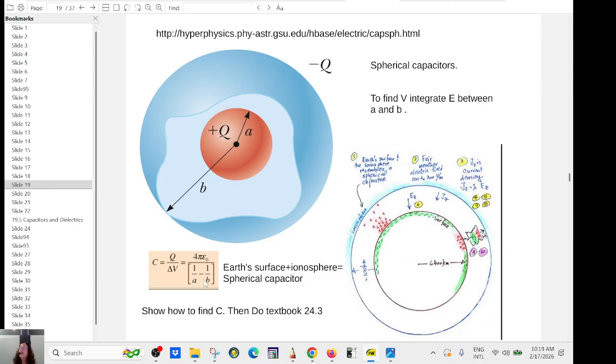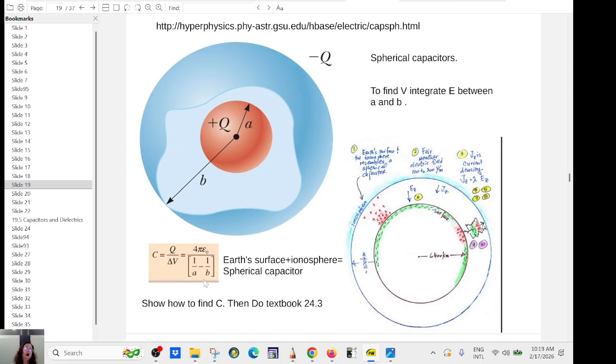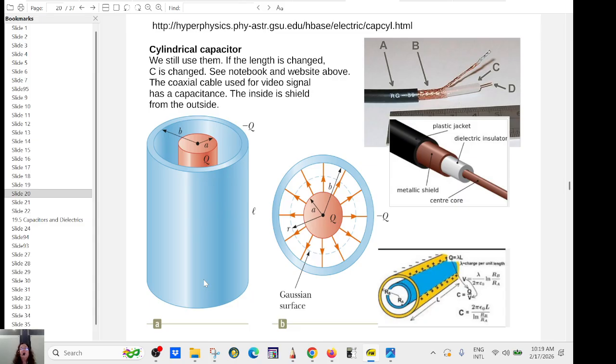It's a headache to find that. You have to do calculus, but you can do it in your textbook. Okay, and then a lot of application with the cylindrical capacitor. Same thing. Inside it's going to be positive here, outside it's going to be negative. In between you have an electric field.